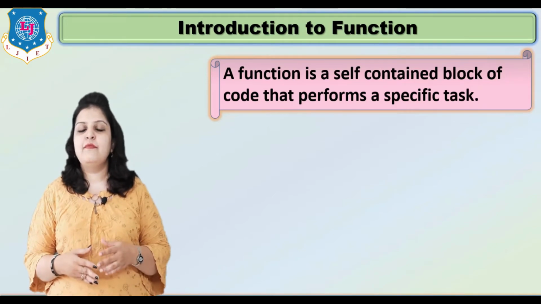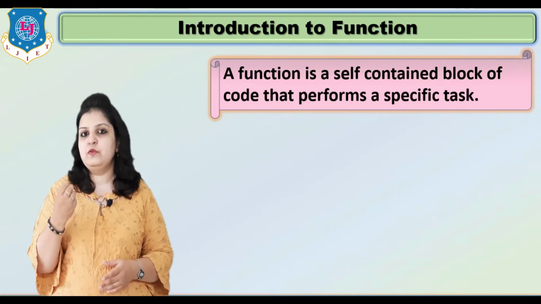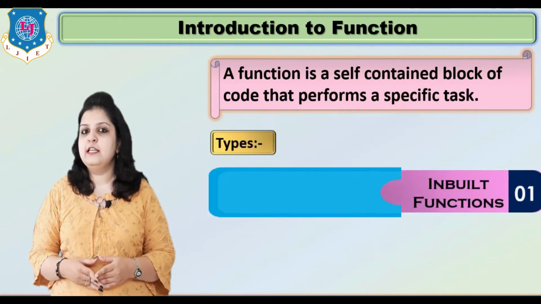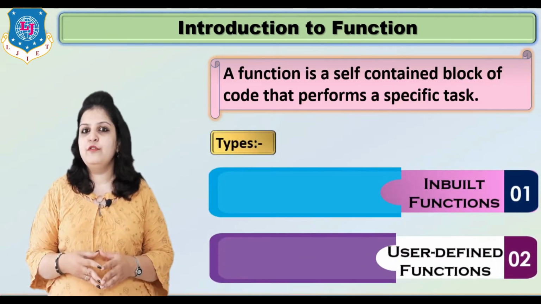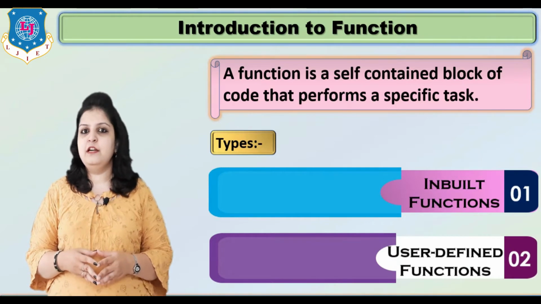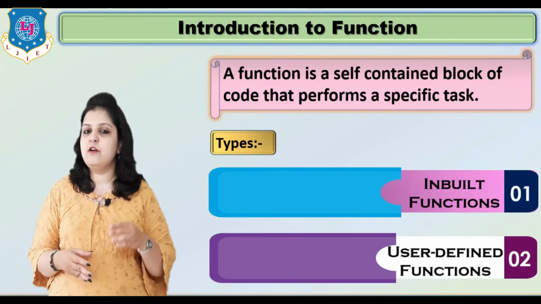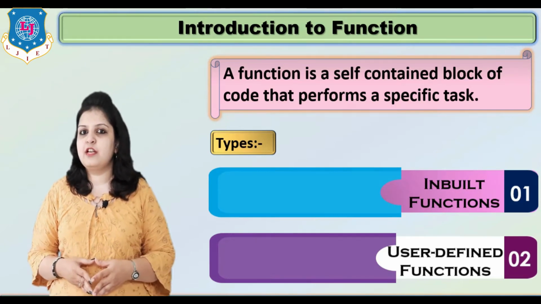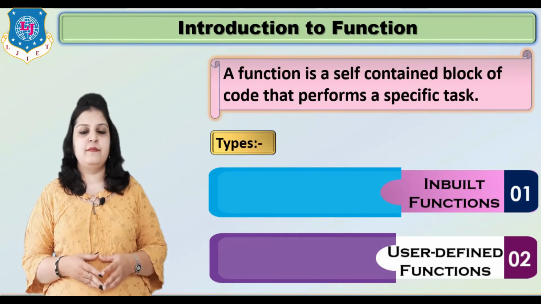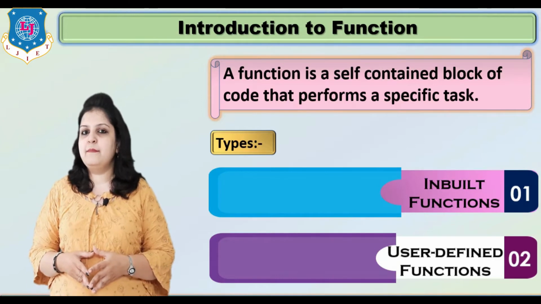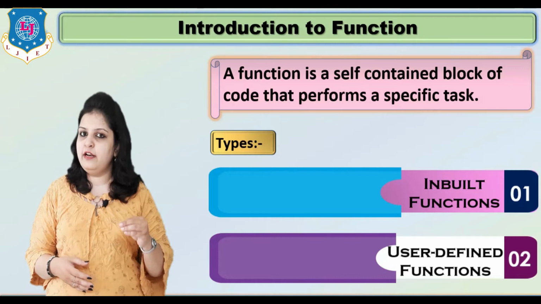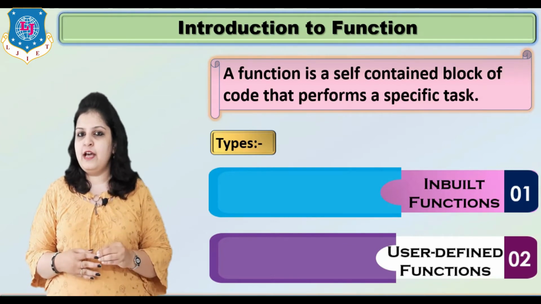And these functions are mainly divided into two categories. First is inbuilt function and second is user defined function. Now what do you mean by inbuilt function? Inbuilt functions are those that are already available in our libraries. Predefined functions are known as inbuilt functions. Suppose we take an example like the printf function. So printf is an inbuilt function. Why? Because it is already defined in our stdio library.